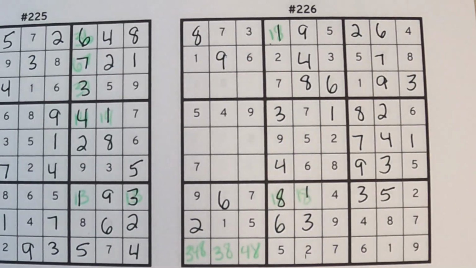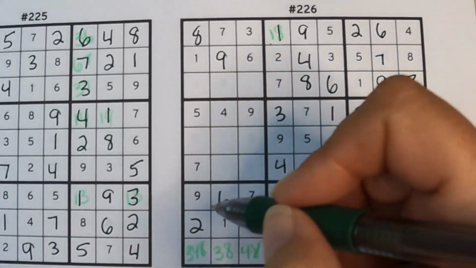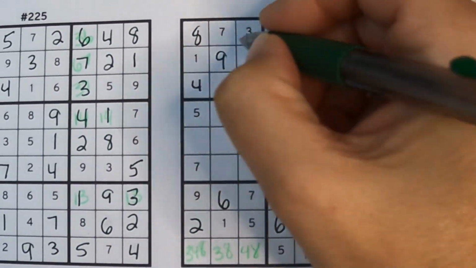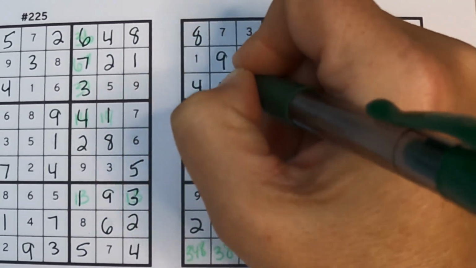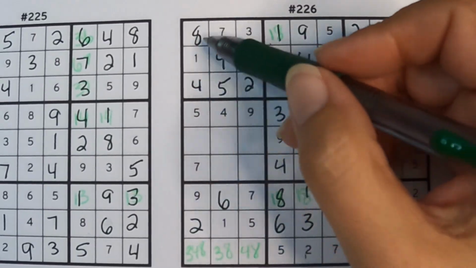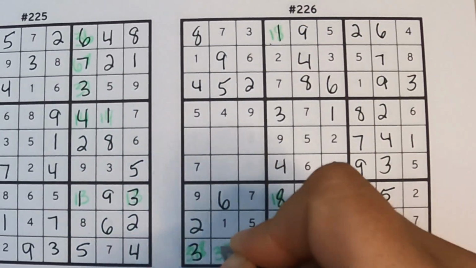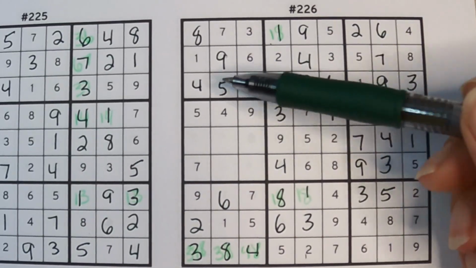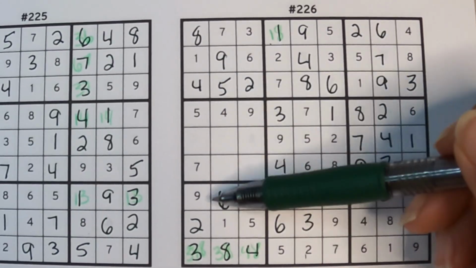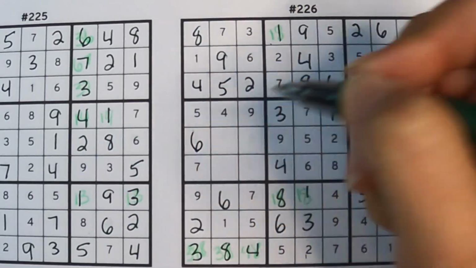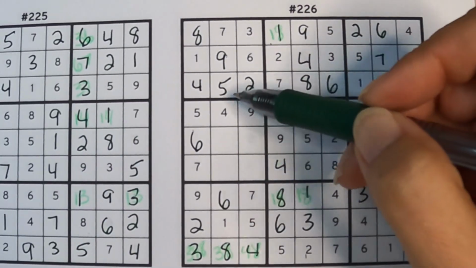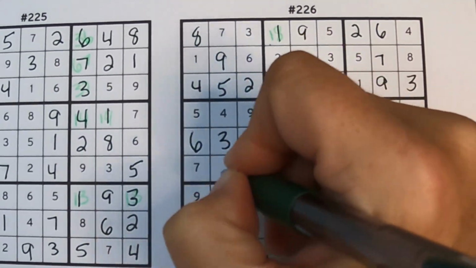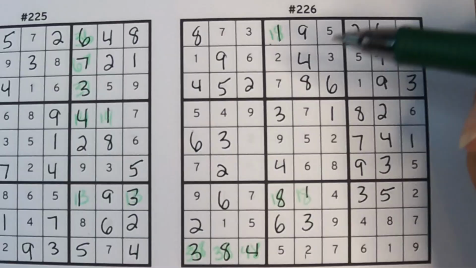For this box now, we're missing 2, 4, and 5. We've got 2 and 5 here, so this is our 4. 5 here, so 2, 5. This 4 and 8 makes this our 3, 8, 4. For this column now, we're missing a 6. For this column, we're missing 2 and 3. We've got a 2 here, so 3, 2.